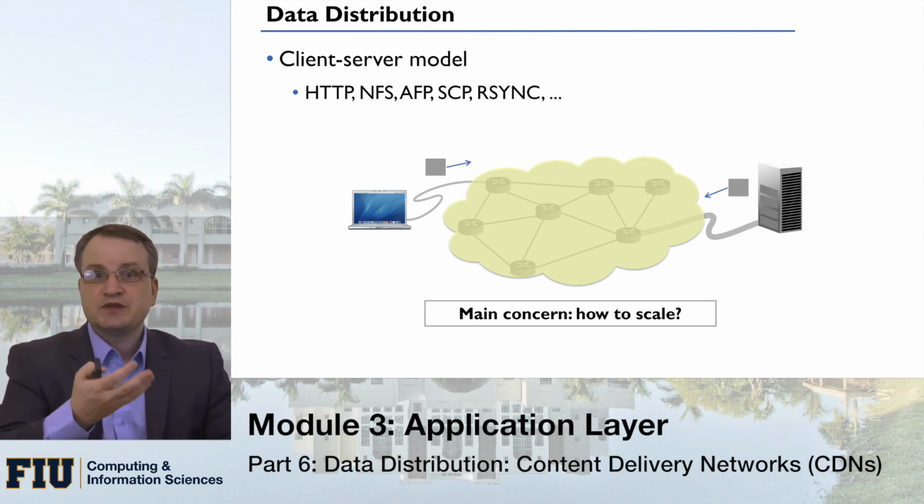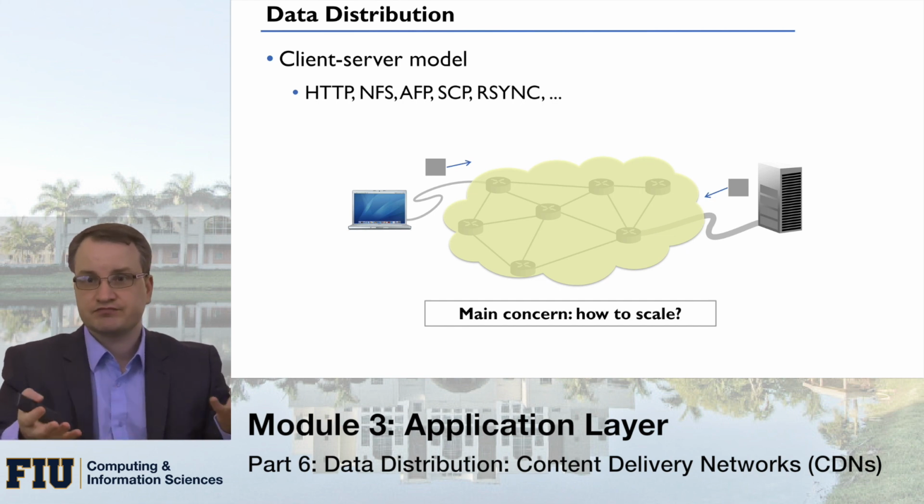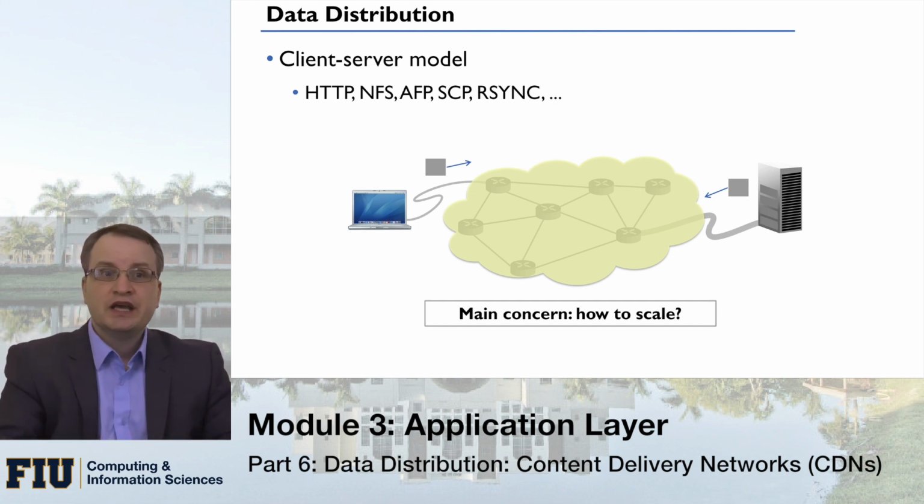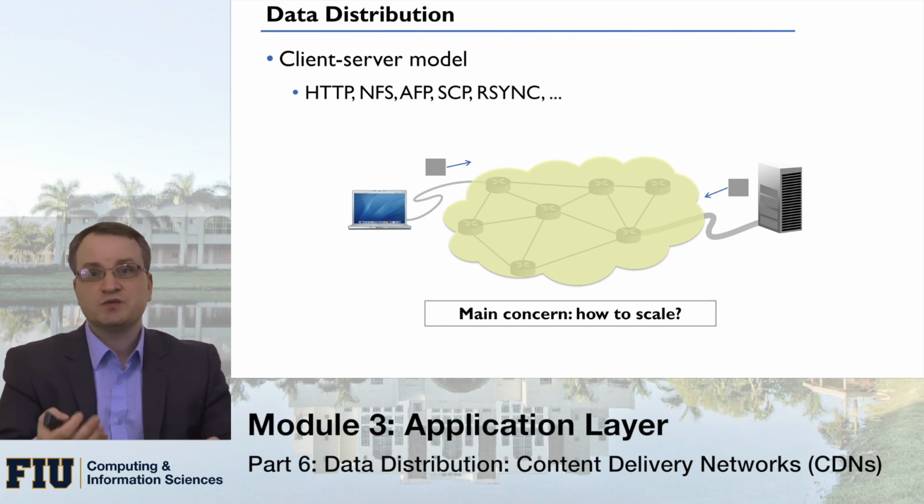In this model, there is simply a client trying to connect to the server, and the server responds with whatever data, or tries to send more requests to the client. That's the basic model. And the main question here is how to scale. When we have just one computer, one client, one server, that's fine.